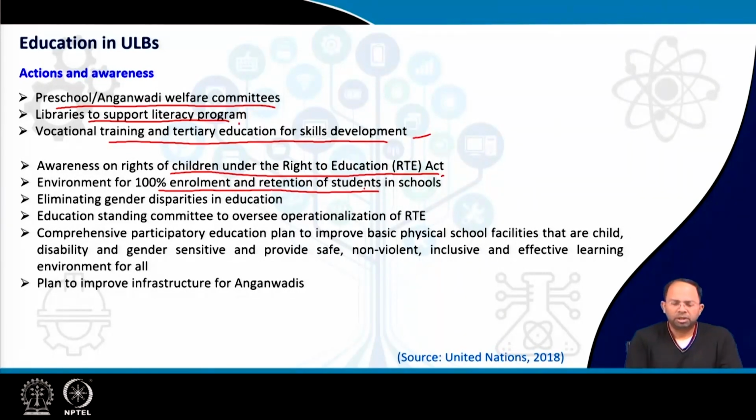Environment for 100% enrollment and retention of students in schools. So we have to create infrastructure or the overall learning environment so that people want to go to school as well as stay in schools. Eliminating gender disparities in education. Then an Educational Standing Committee to oversee operationalization of the RTE Act. Then a Comprehensive Participatory Education Plan to improve basic school facilities that are child, disability and gender sensitive and provide a safe, non-violent, inclusive and effective learning environment for all.